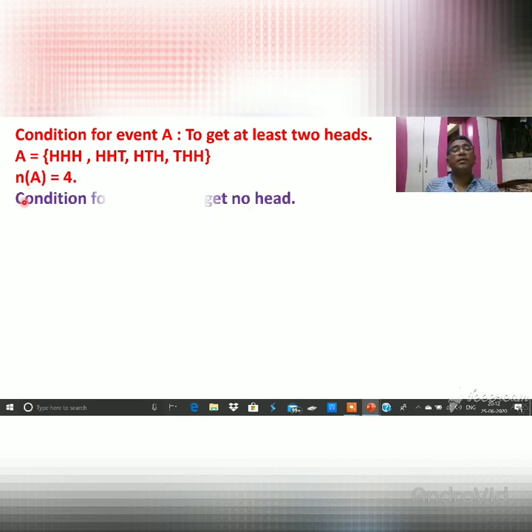This is event A. Then the condition B, no head. Means in this event, you don't want head. So there is only one possibility: tail, tail, tail. So this is 1. So number of B is equal to 1.